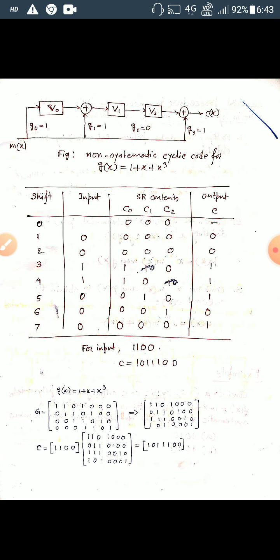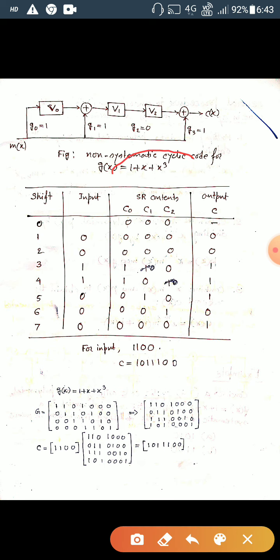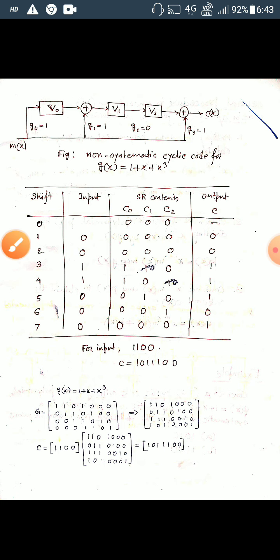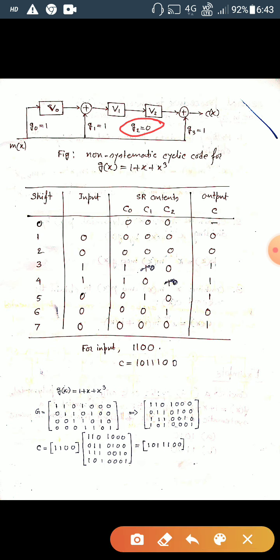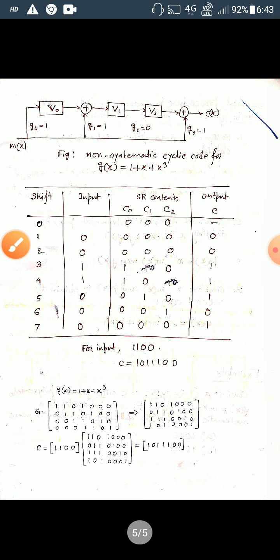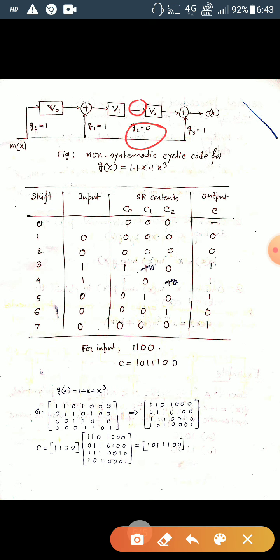For the previous one, the generator polynomial is taken as 1 plus x plus x cube. So here for the 1, g0 is present. For g1, this is x, so this is present, but x square is not present, so g2 is omitted, so g2 is 0. G3 is present, so G3 is 1. For g2, no XOR operation is applied. Here XOR is not present in between V1 and V2. Here V0, V1, V2 individually define the shift registers.